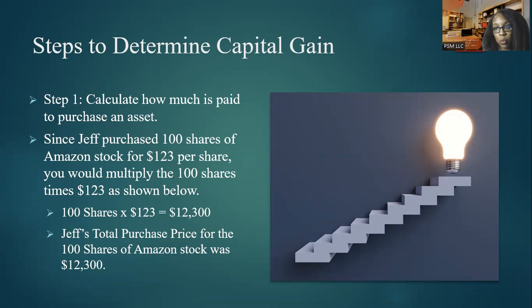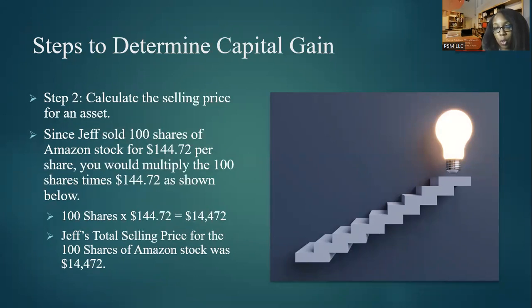Since Jeff purchased 100 shares of Amazon stock for $123 per share, you will multiply the 100 shares times $123 as shown below to get $12,300. Jeff's total purchase price for the 100 shares of Amazon stock was $12,300.